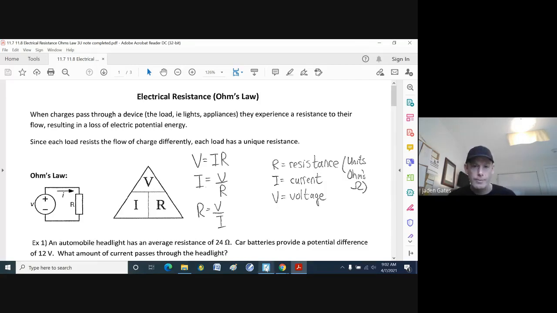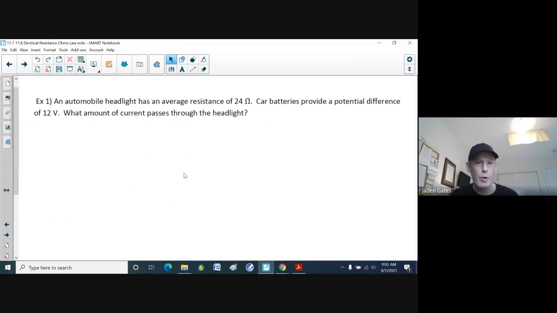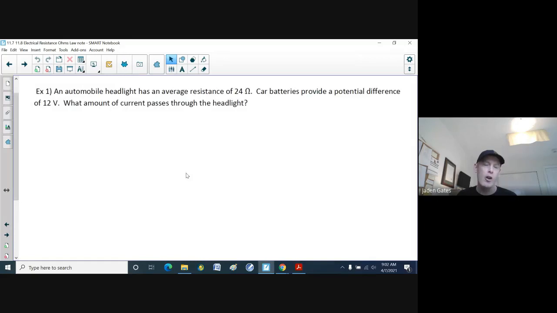All right, now, looking at a couple questions here. An automobile headlight has an average resistance of 24, and see that little horseshoe there? That is a unit of ohms. It's a Greek letter, omega, used in physics to denote resistance, the units for resistance, which again are ohms. Now car batteries provide a potential difference of 12 volts. That's actually true. What amount of current passes through the headlight?